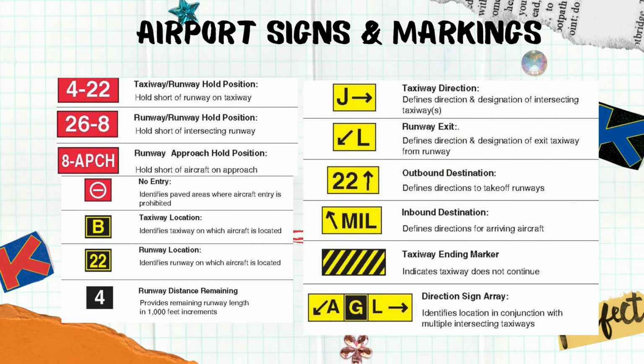For the right part is runway access. It defines direction and designation of exit taxiway from runway. For outbound destination, it defines direction to take off runways. For inbound destination, it defines direction for arriving aircraft. And the last one is taxiway ending markers. It indicates taxiway does not continue. Next, I will show you a video about airport signs and markings.